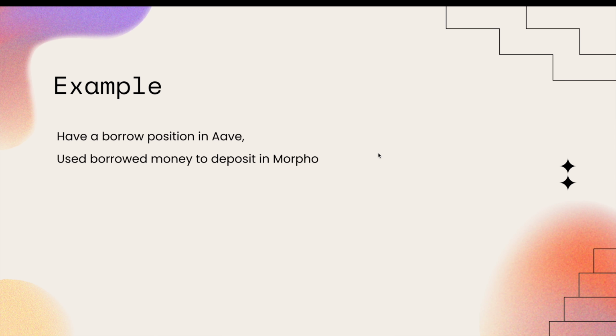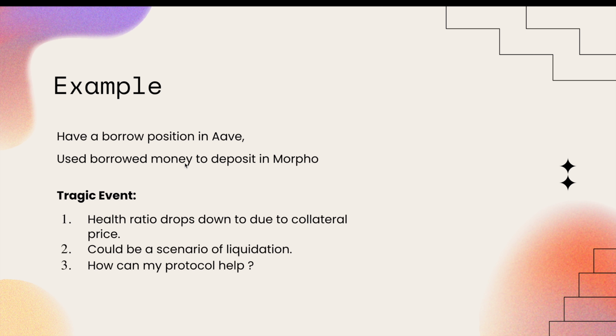Let's take an example. You have a borrow position at Aave and you use that money to deposit into Morpho because they are offering higher yields. What happens if the price drops? Let's say it's a tragic event. The health ratio keeps dropping, and there could be a scenario of liquidation. How can you solve it? As of now, there is nothing interoperable between two lending protocols, or even an exchange. That's where my project kicks in.